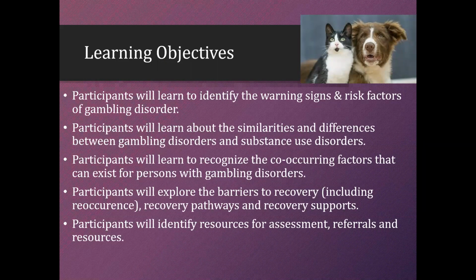So we're going to do warning signs and risk factors, similarities and differences between gambling disorder and substance use disorders, which are many. We're going to do the co-occurring factors, and then we're talking a little bit about recovery, since a lot of this is for the recovery community: the barriers, the pathways, reoccurrence, which is a more strength-based, less stigmatizing word for relapse, recovery supports, and we're going to identify some resources for you.